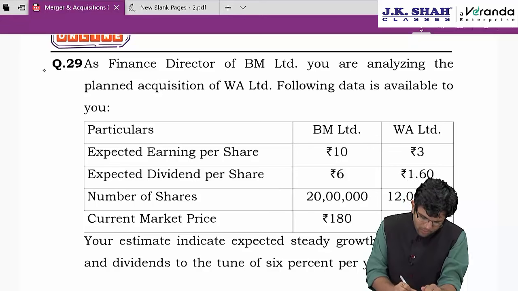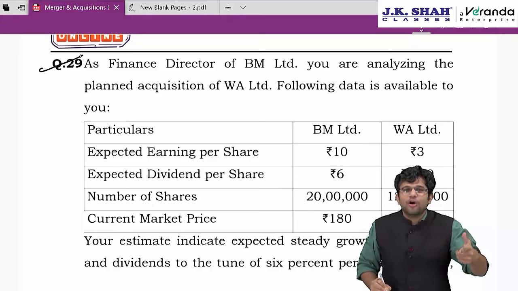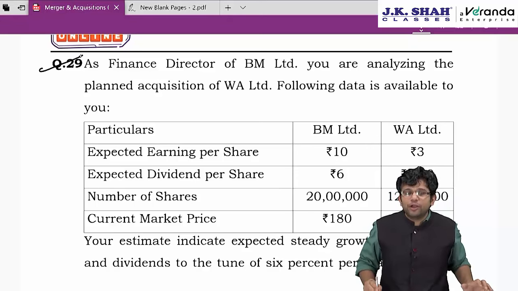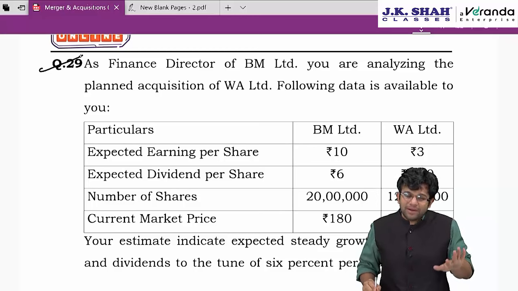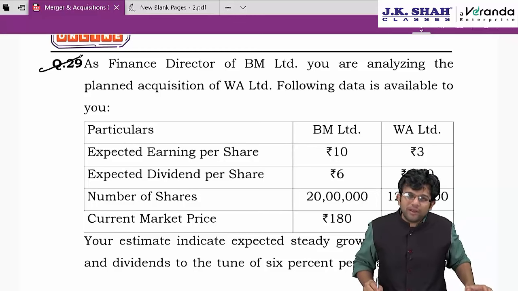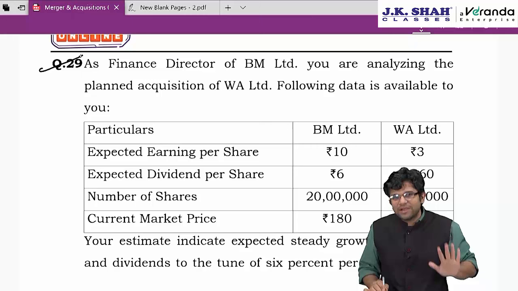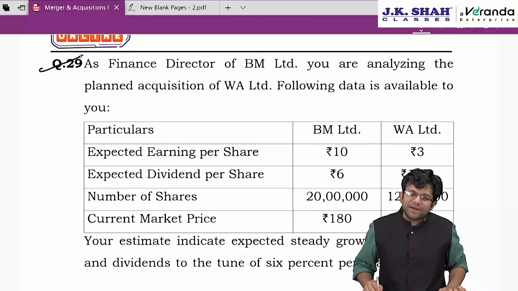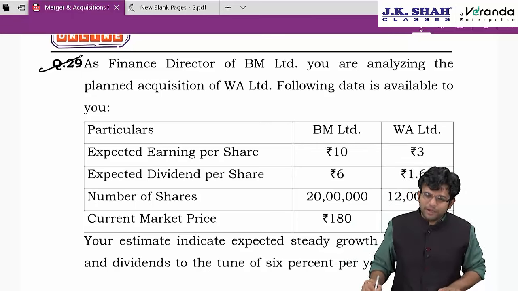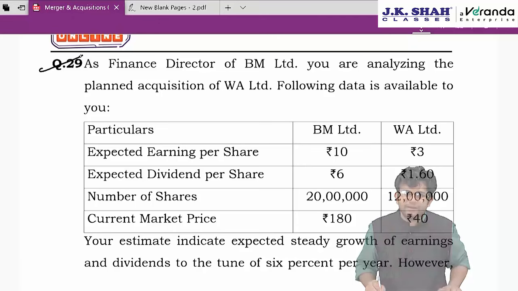So welcome to one more question, question 29, on this concept of growth rate of earnings and dividends of the Target Limited changing under the new management of acquiring company. One more question, one last question just for your practice. We'll do it together only. I'll not give it to you as a test. Don't worry. Students, question 29, I request everyone to please pause the video and read the question carefully.